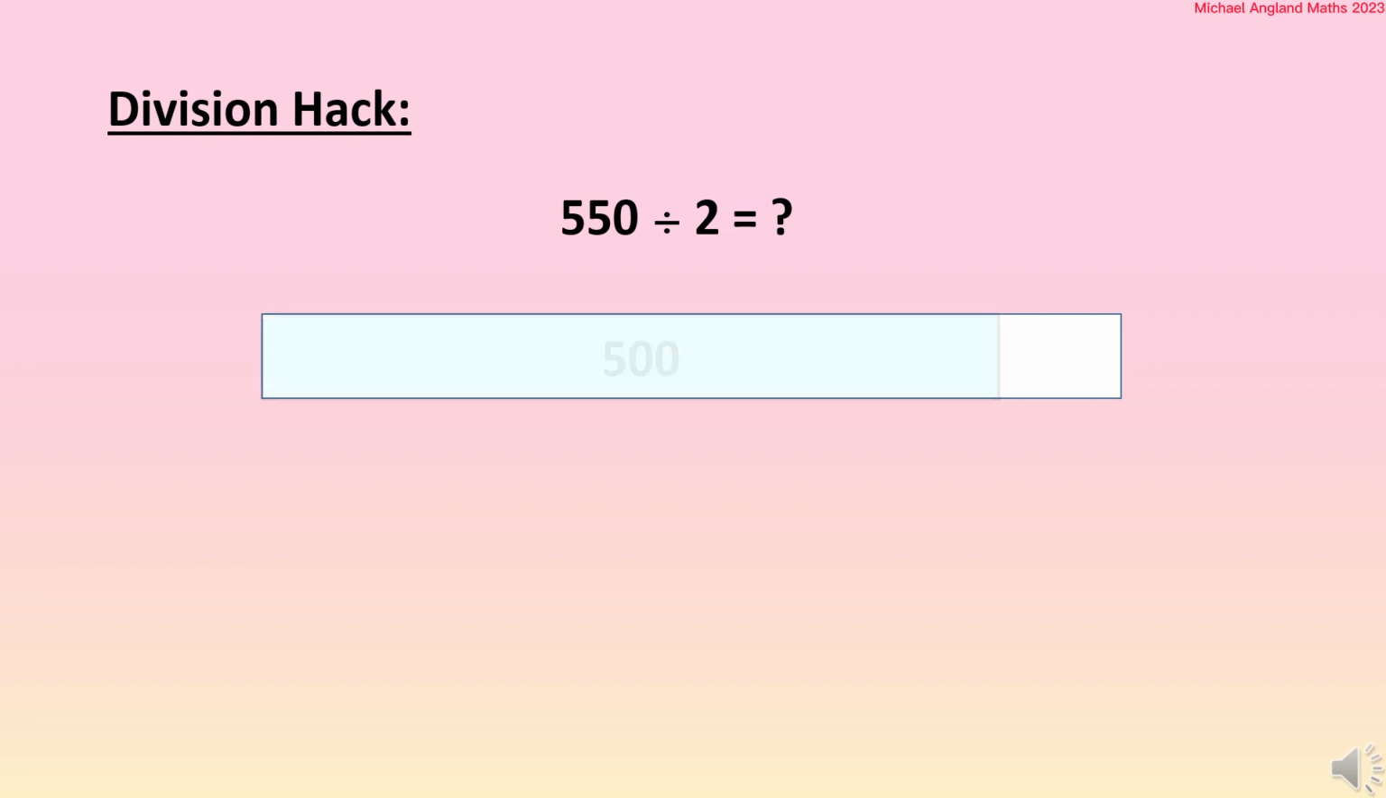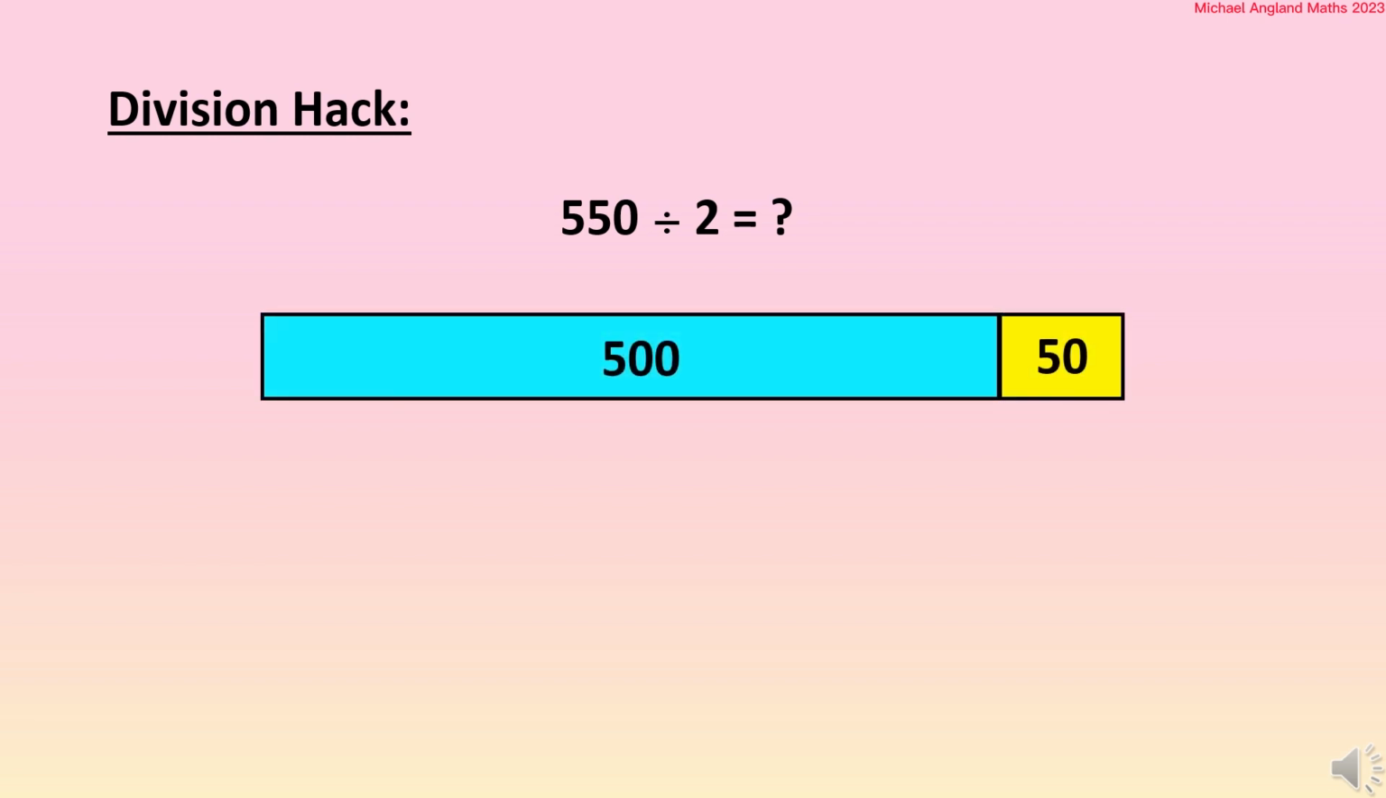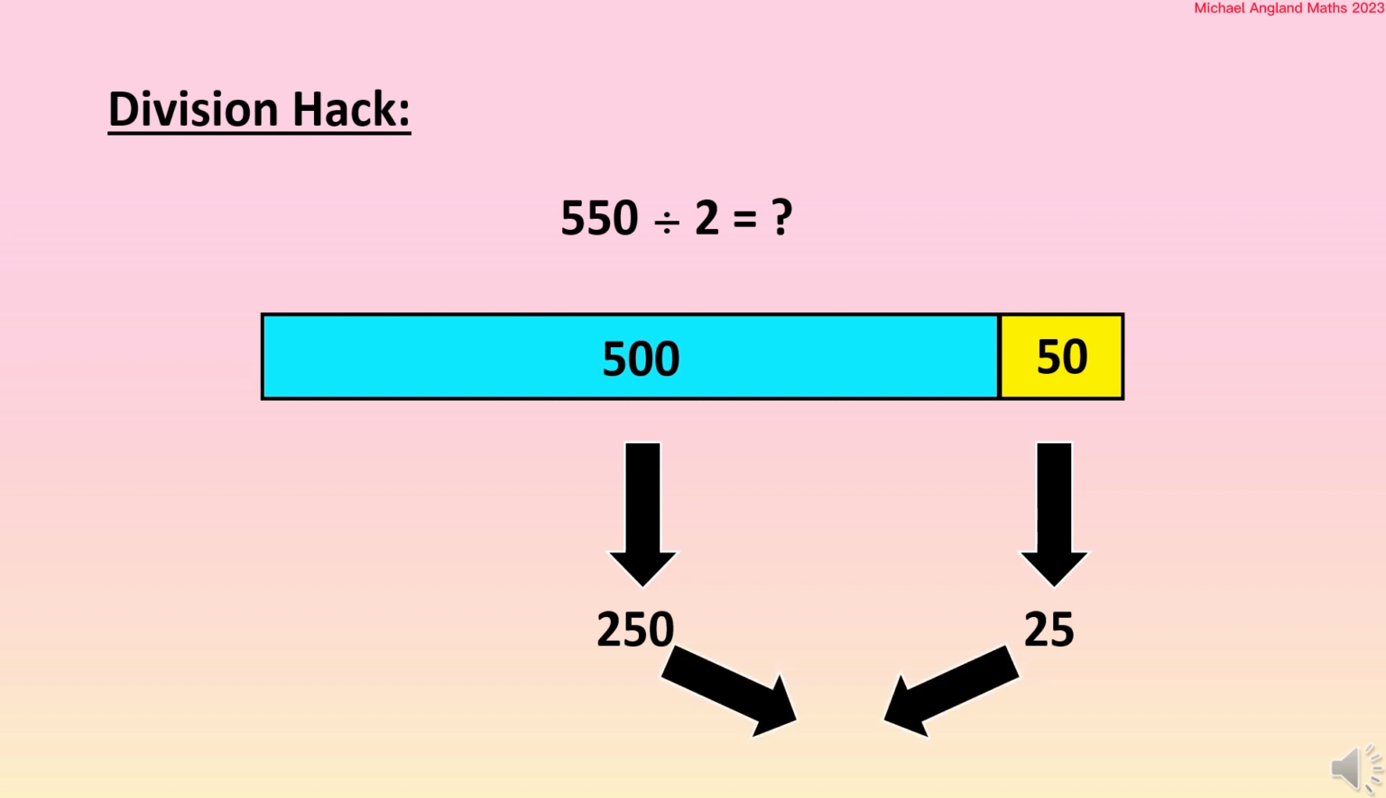Well, let's break it down into two parts. 550. 500 divided by 2 is 250. 50 divided by 2, 25. Combining 250 and 25, we get 275, not 225.